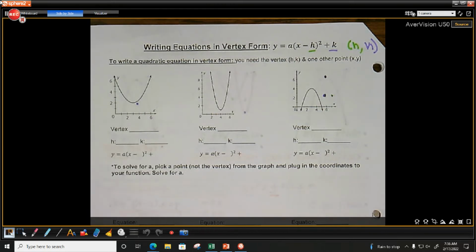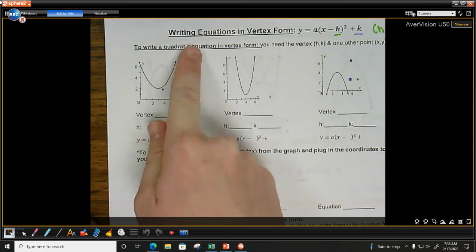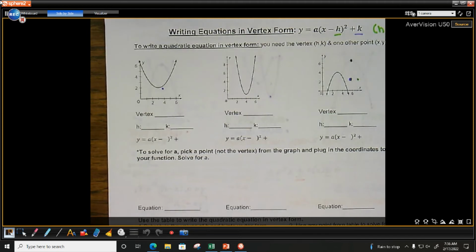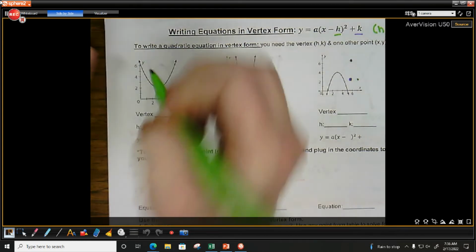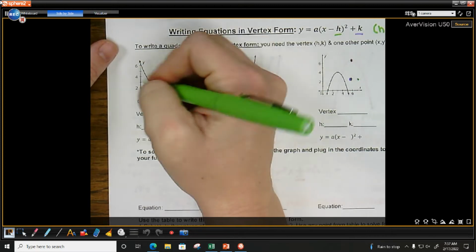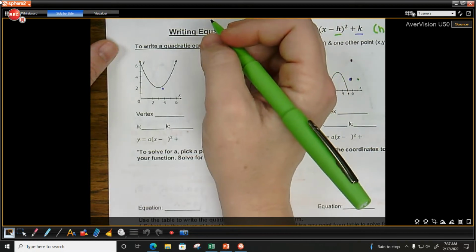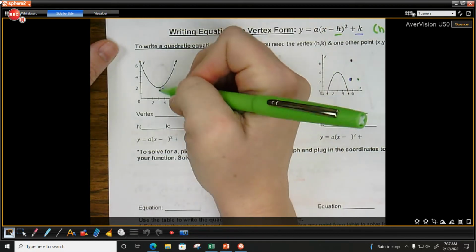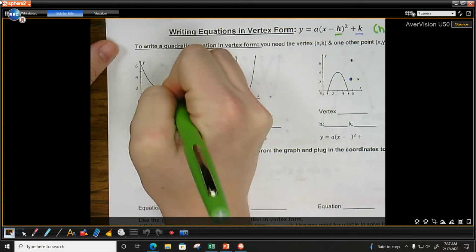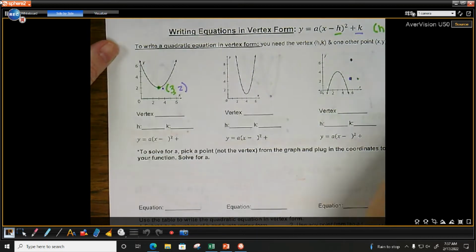Okay? So, we're going to look at this first graph. Identify the vertex. Remember, your vertex is the bottom or the top. Bottom min, top max. It's the lone point. So, looking here, what is my vertex of this graph, Marissa? 3, 2. Great job. 3, 2. That's the vertex.